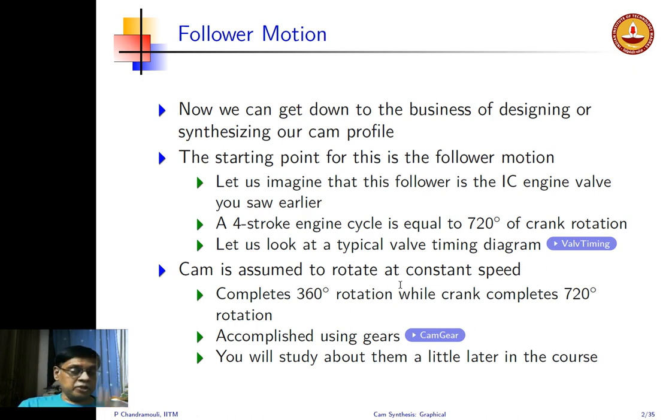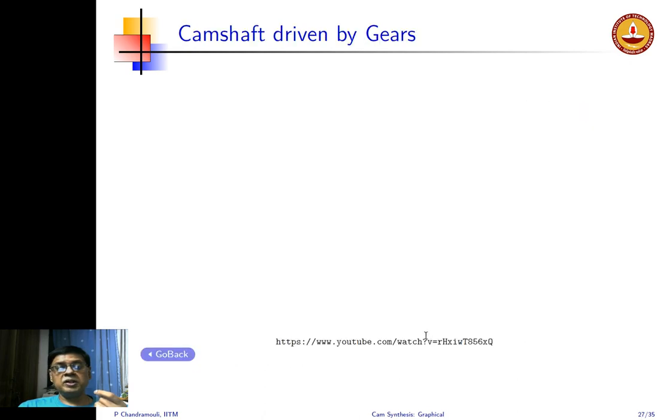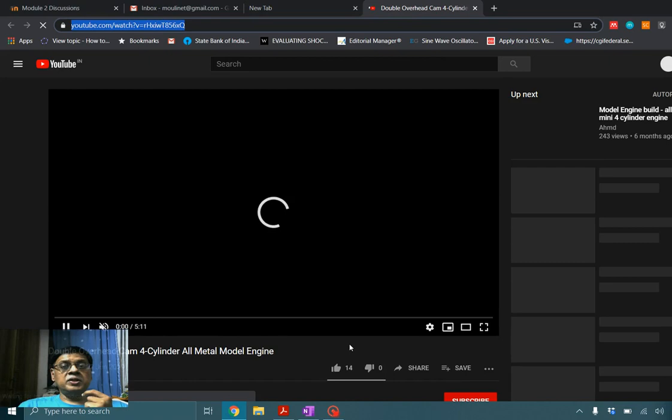This is accomplished using gears, which you will study a little bit later. So what is called a 1:2 gear ratio. I will show you this. I'll click on the YouTube link here. It'll open this and you can see this.